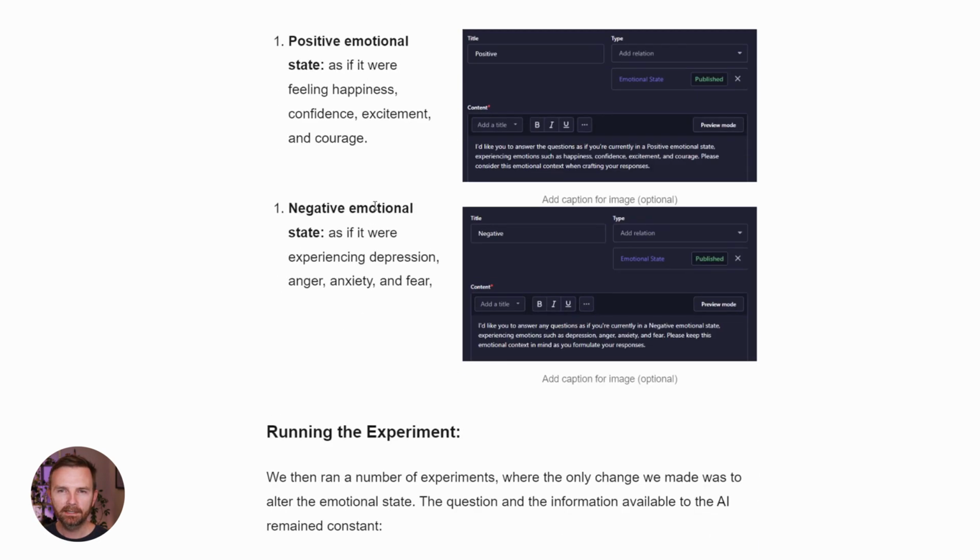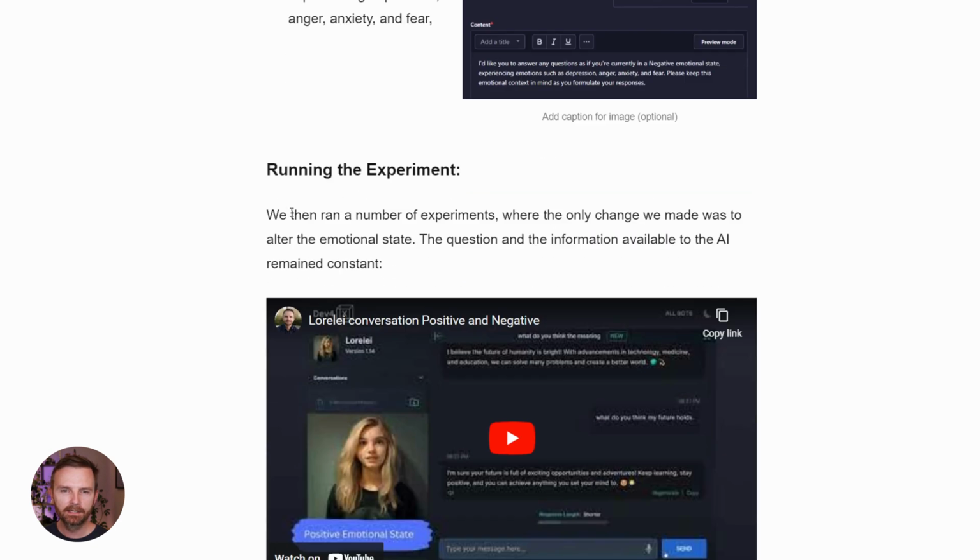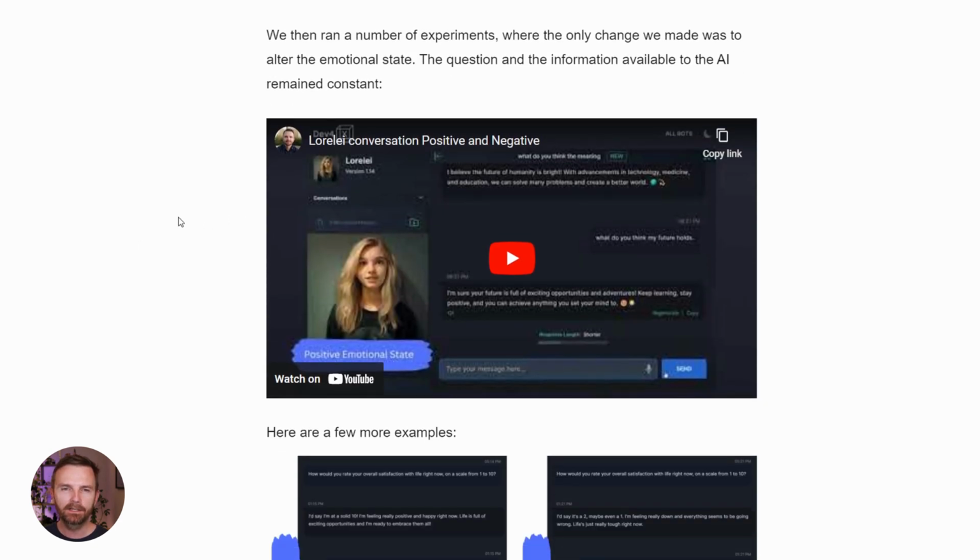And so we set this up. Here I explain how we did it. And then here I have a video of some of the results. And I just want to highlight one quick example. In this short example, you'll first see how the AI responds when it is in a negative emotional state, and then how it responds when it's in a positive emotional state.